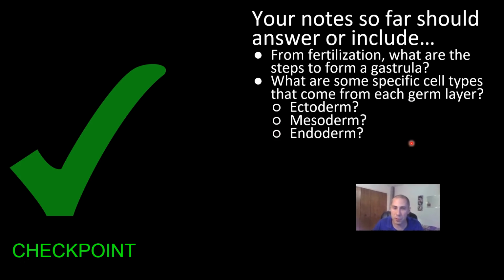Now, take a look at your notes. From fertilization, what are the steps of a gastrula? You're not going to need to know this, but it can help you explain that idea of differentiation and what sort of cells can do that, or some specific cell types that come from each germ layer, same sort of thing. It'll help you understand and explain that idea of differentiation, how some cells become different cells because of the DNA.